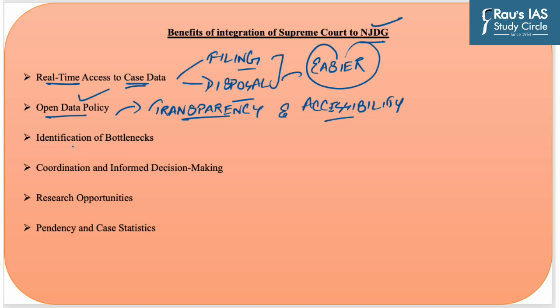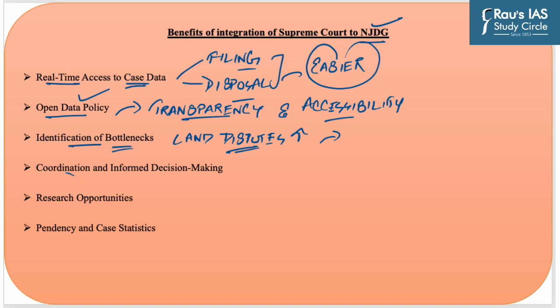Another benefit is identification of bottlenecks. Now, it will help to identify specific bottlenecks in the judicial process. For example, if the number of land disputes in a particular state shoots up, this will help policy makers look into whether the law needs to be strengthened or not.